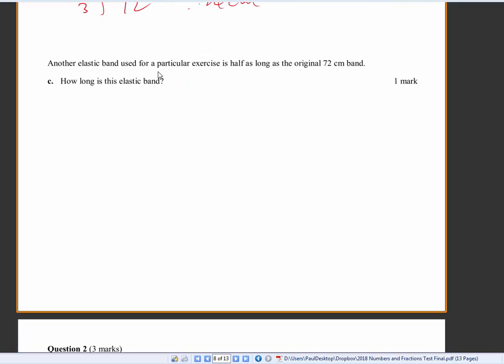Another elastic band used for a particular exercise is half the original 72 centimeter band. How long is this elastic band? Well, if you know your halves, the answer is 36 centimeters, so that was fine. But halving is simply dividing by 2, so 2 into 7 goes 3 times with a remainder, and 2 into 12 goes 6 times, so the answer is 36 centimeters.